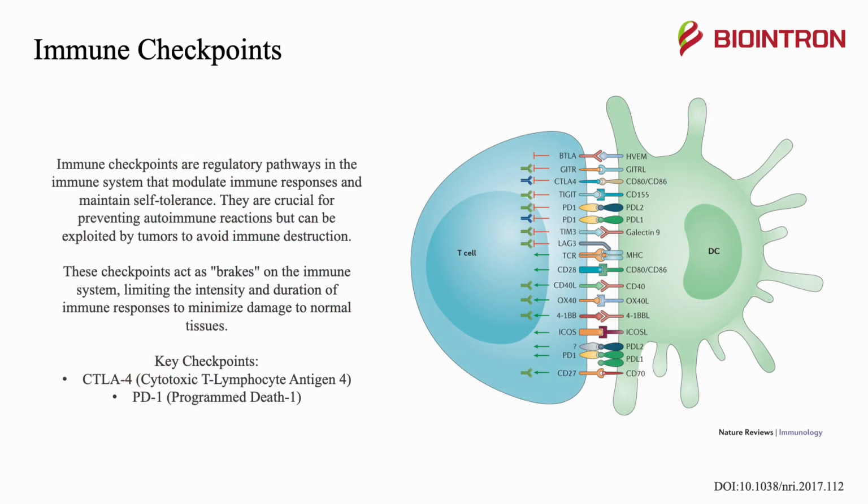Immune checkpoints are regulatory pathways in the immune system that modulate immune responses and maintain self-tolerance. They are crucial for preventing autoimmune reactions, but can be exploited by tumors to avoid immune destruction. These checkpoints act as brakes on the immune system, limiting the intensity and duration of the immune responses to minimize damage to normal tissues. Key checkpoints include the CTLA-4 and PD-1 checkpoints.